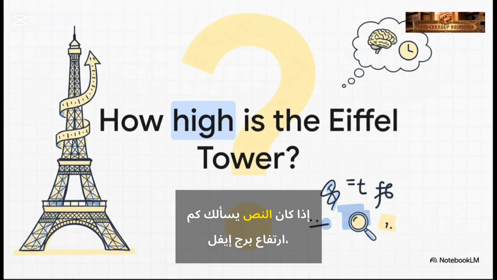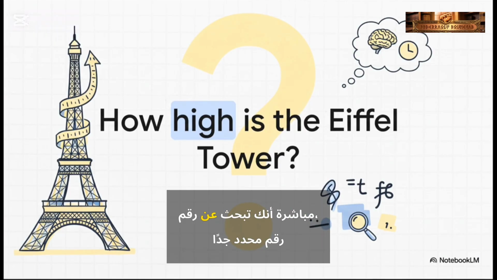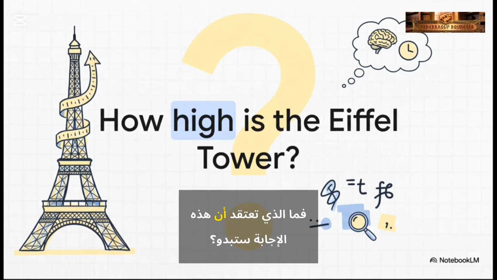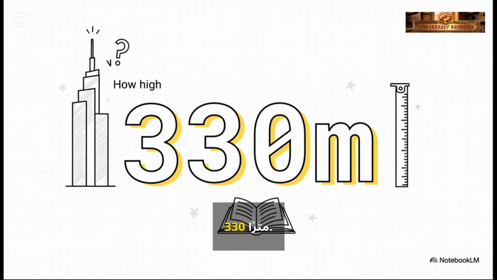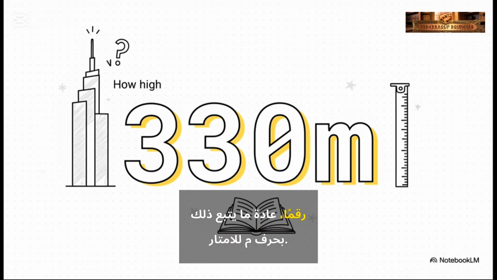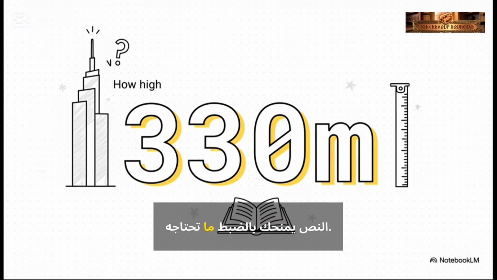If a text asks you, how high is the Eiffel Tower? You know right away you're looking for a number, a very specific number that represents its height. So what do you think that answer is going to look like? You got it, 330 meters. Whenever you see how high or how tall, the answer is going to be a number, usually followed by an M for meters. The text gives you exactly what you need.